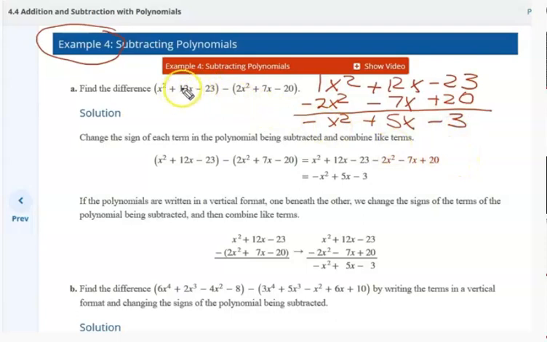So the key is, when you have something like this, I strongly advise you put it up vertically. Negative, remove the parentheses, change each of the signs, like term columns, add them up, there's your answer. Okay, we're only going to do A because B is just a repetition, and you'll have your practice.